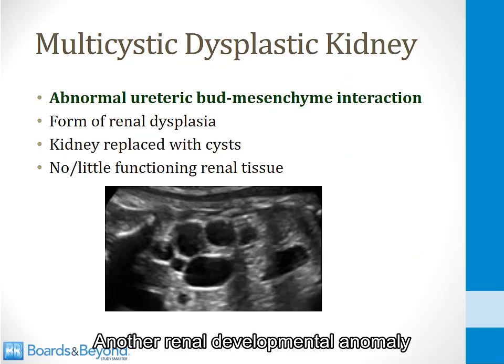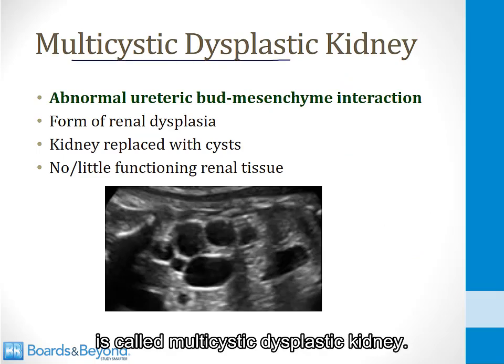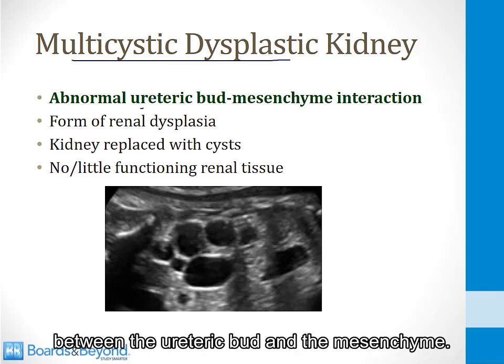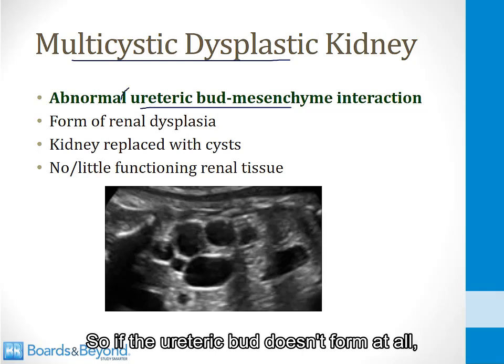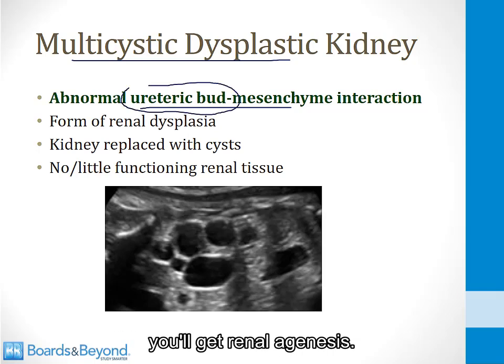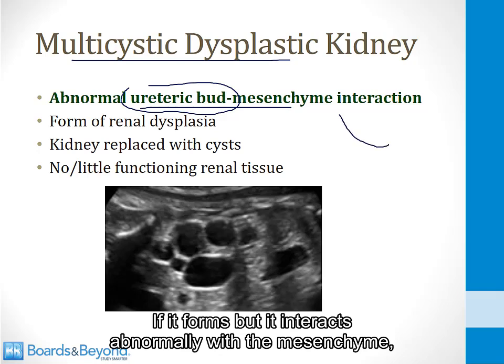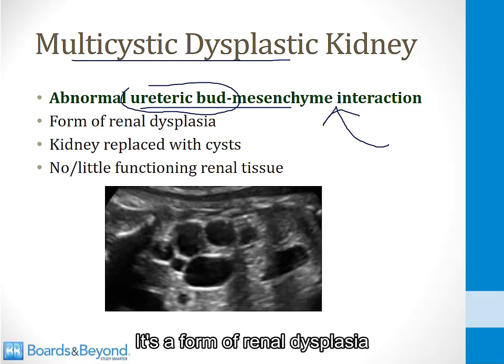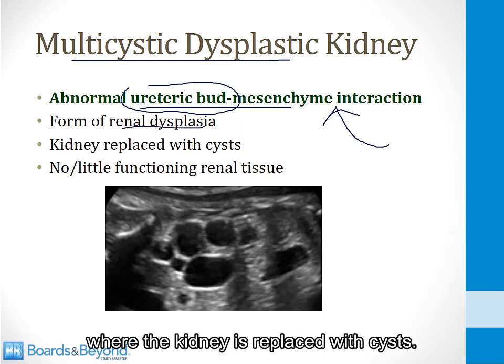Another renal developmental anomaly is called multicystic dysplastic kidney. The cause of this problem is abnormal interactions between the ureteric bud and the mesenchyme. So if the ureteric bud doesn't form at all, you'll get renal agenesis. If it forms, but it interacts abnormally with the mesenchyme, you can get a multicystic dysplastic kidney. It's a form of renal dysplasia where the kidney is replaced with cysts.